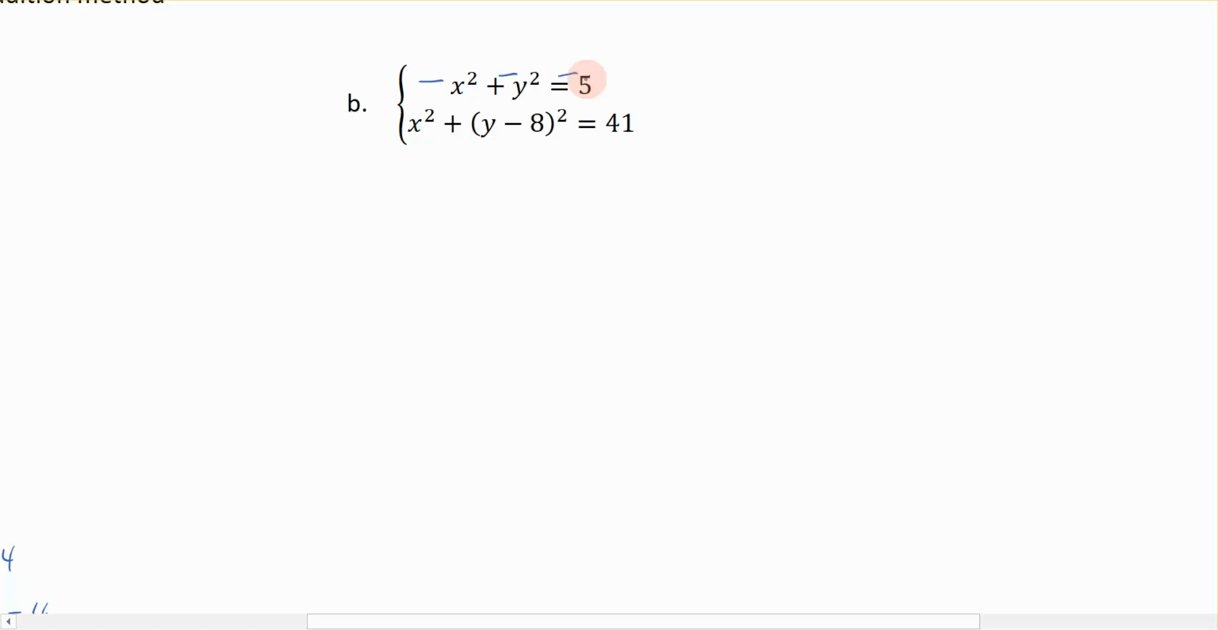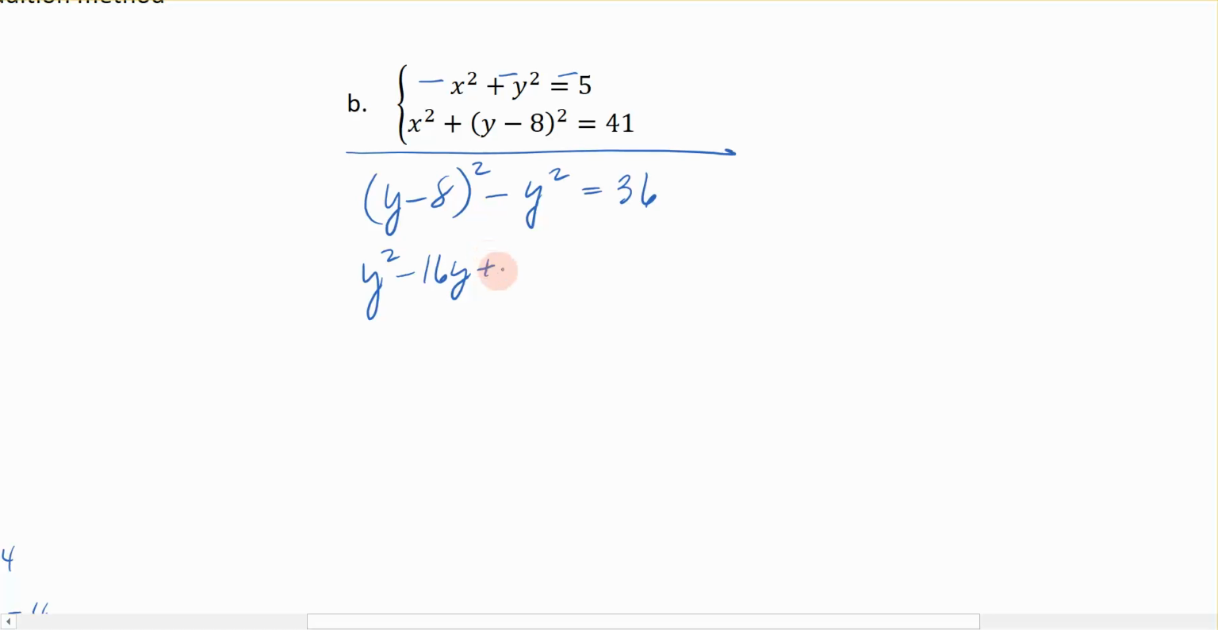In other words, I multiplied the first equation by -1, and when I add them together, that x squared plus that x squared is 0, giving me, and I'm going to write it like this, (y - 8) squared, because it's positive, minus y squared equals -5 plus 41, or 36. Now let's go ahead and expand this out. This is square the first, double the product, which is 16y, and square the last, which is 64, minus the y squared we already had, equals 36.